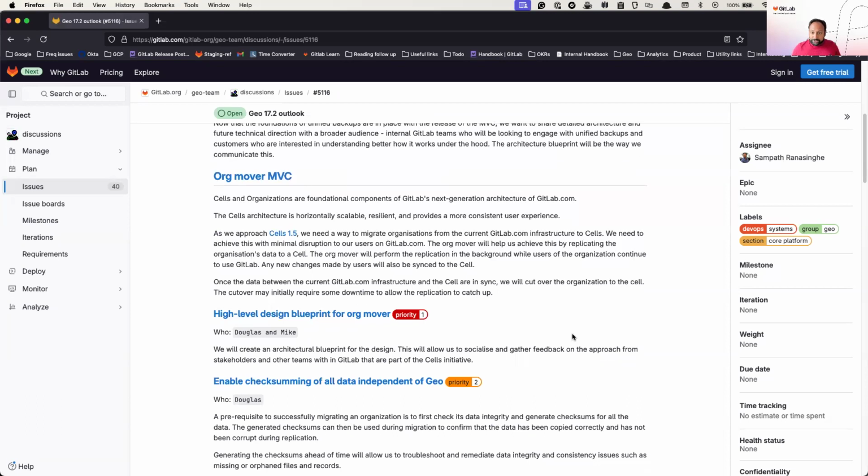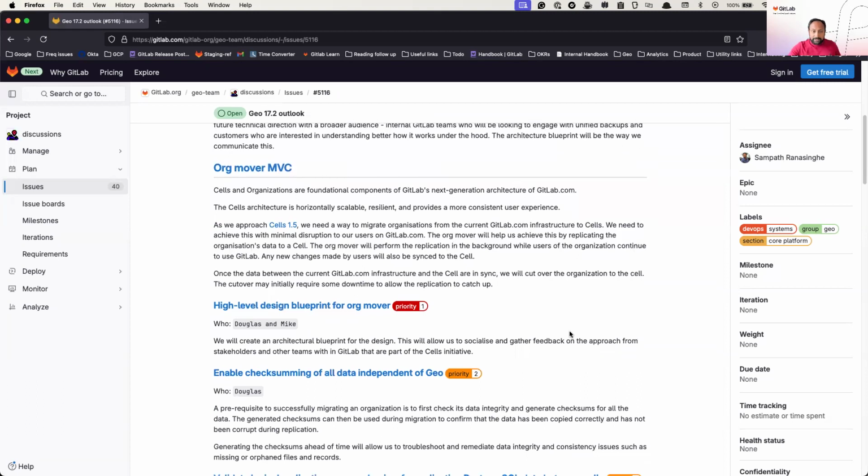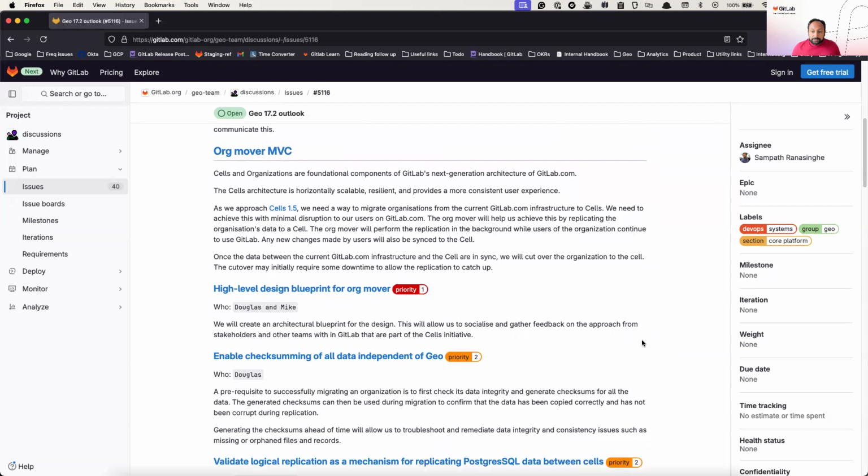GitLab is working on the next generation architecture for Gitlab.com, called Cells and Organizations, actually, I should say. And the Cells architecture will help Gitlab.com scale horizontally and provide a consistent user experience by sharding Gitlab.com. So we need an ability to move organizations or customer data between cells. And we also need the ability to move this customer data from the Gitlab.com monolith to cells as well. So this is where Org Mover comes to the fore in providing this capability.